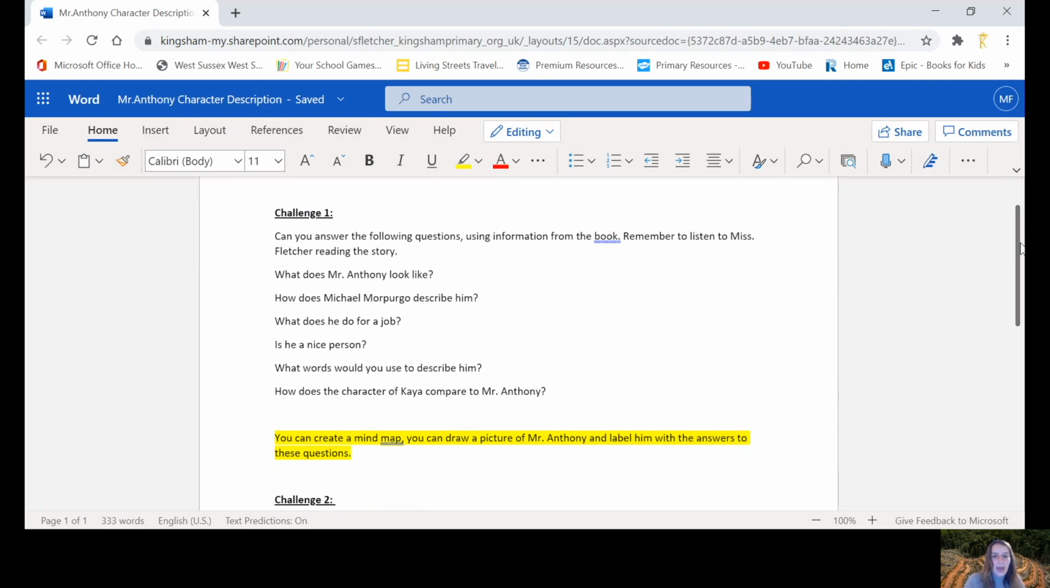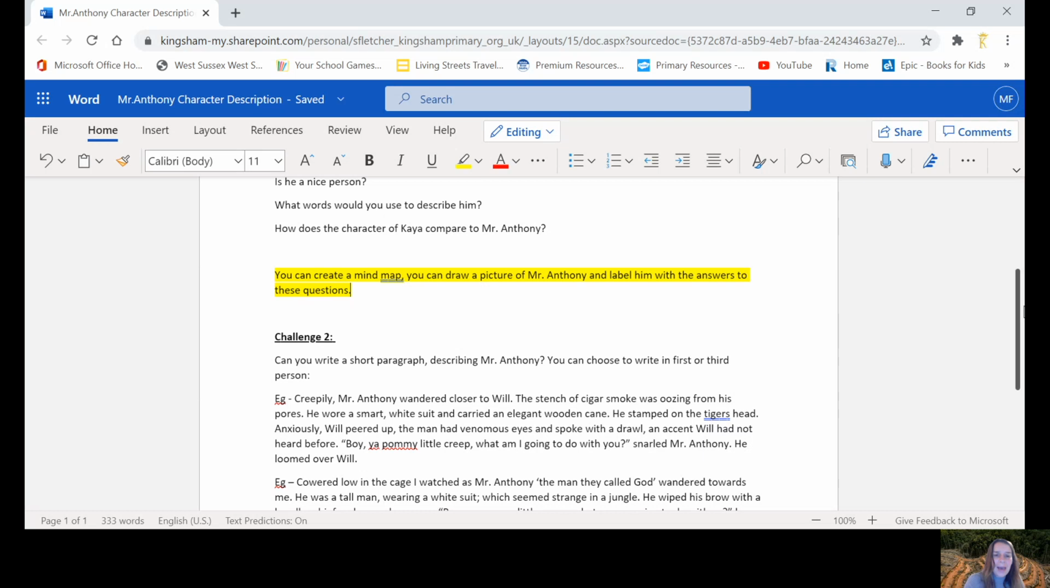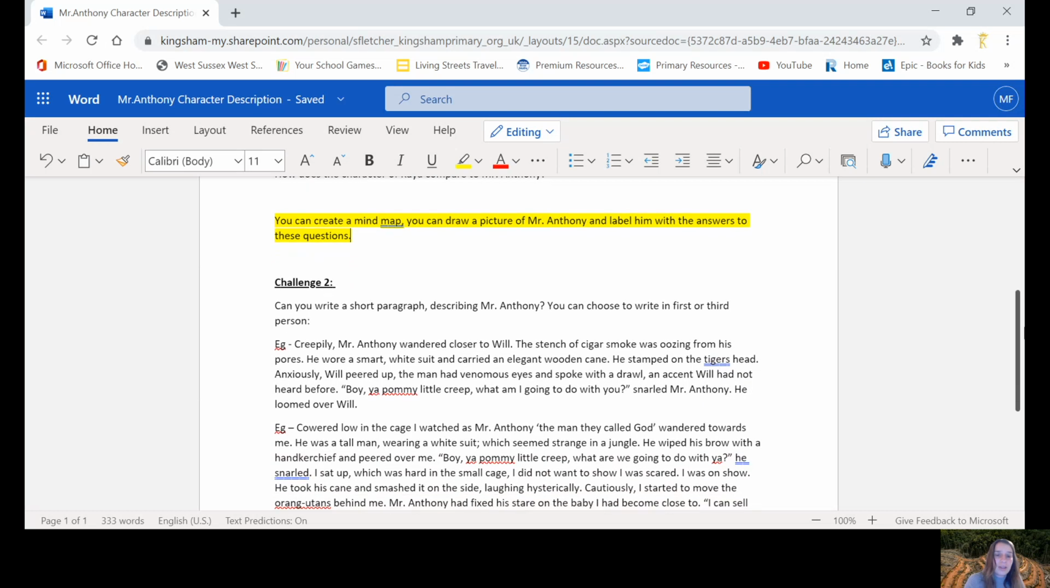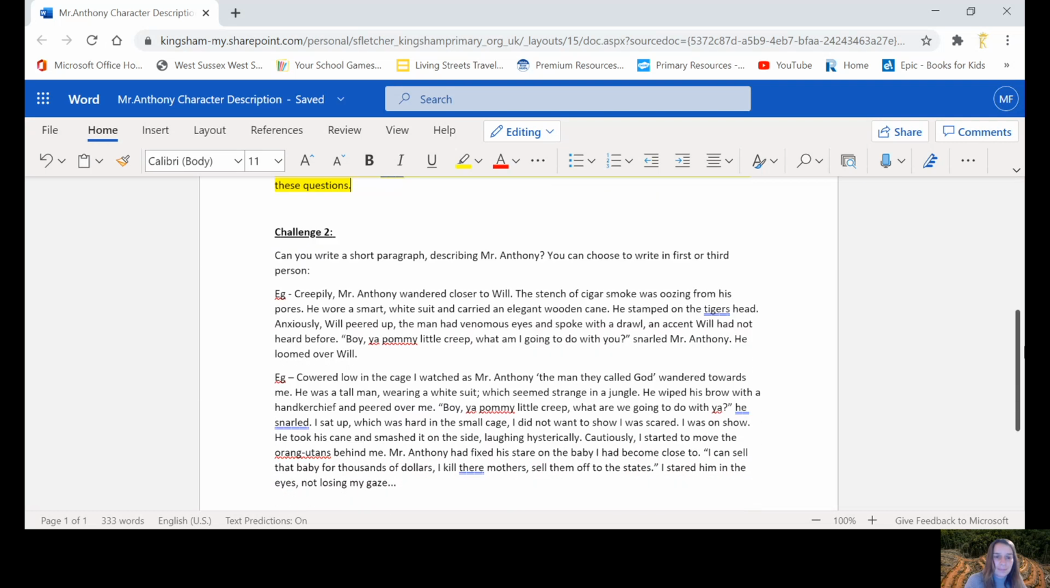So, first question is, what does Mr. Anthony look like? How does Michael Morpurgo describe him? And what does he do for a job? Remember to come back and answer the questions and pause the presentation as and when you please.